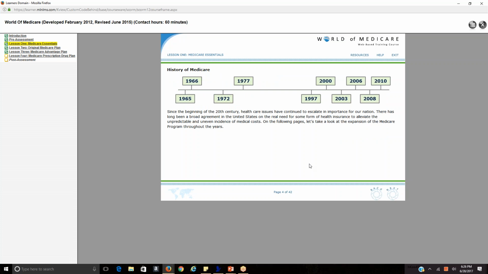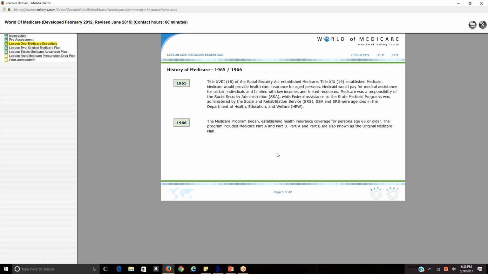Medicare started in 1965, and throughout the years there have been major additions and changes to the Medicare program. We're going to go through this timeline here and look at how the Medicare program has expanded over the years. So in 1965, the Social Security Act wrote Title 18, and this is when Medicare was established.